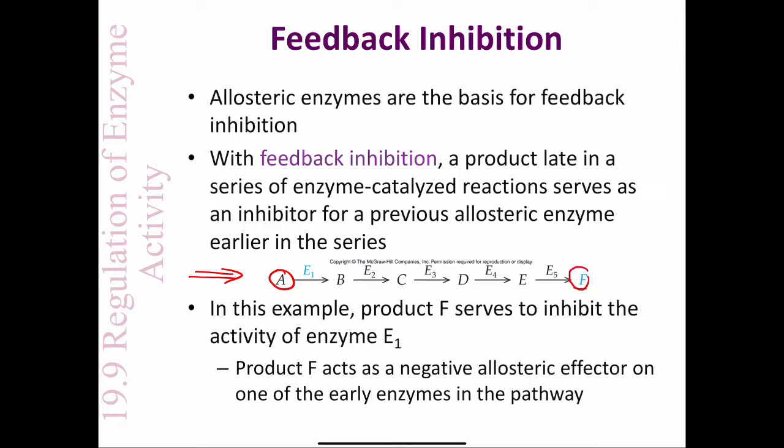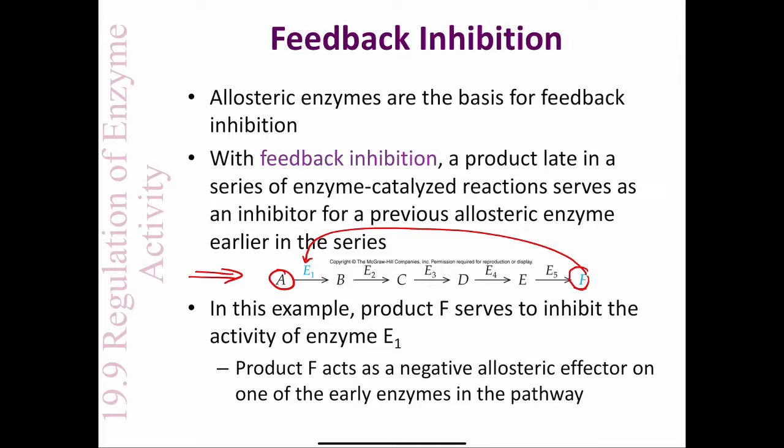So that means that F binds to the allosteric site of E1 and shuts it off so that it can't bind to substrate A anymore. Thus, A is not converted to B, and the entire pathway ceases to operate. The product, F, has turned off all the steps involved in its own synthesis, just like heat produced by a furnace is ultimately responsible for turning off the furnace itself.